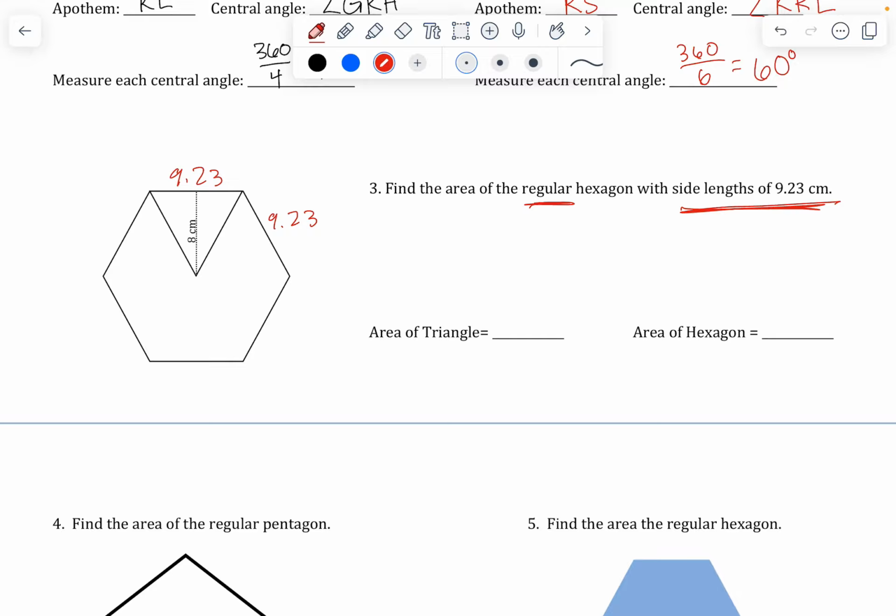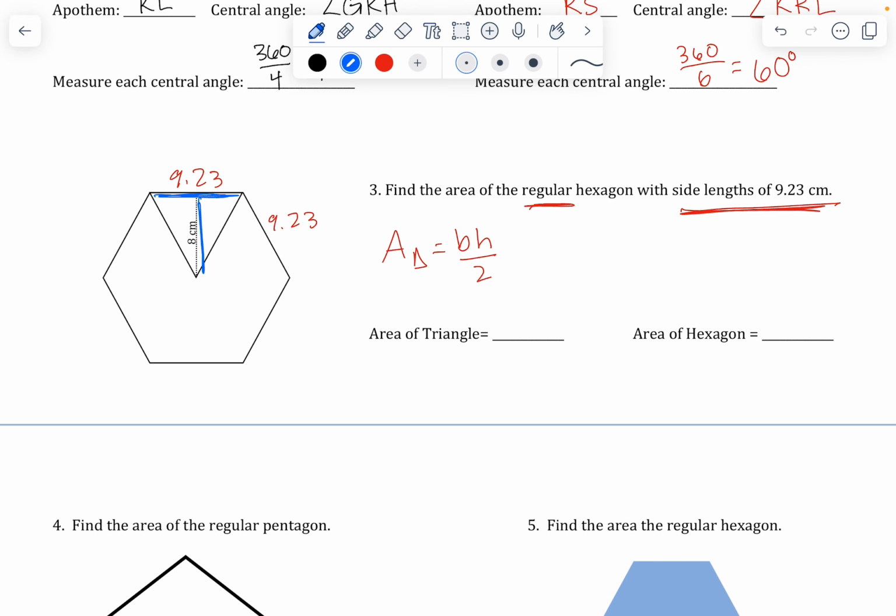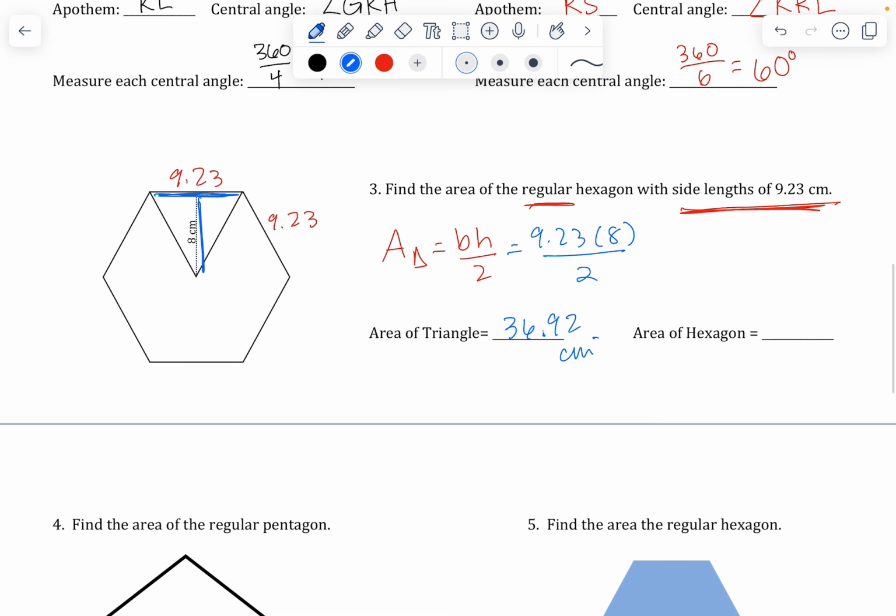Well, imagine breaking this hexagon up into triangles. To find the area of a triangle, it's base times height divided by 2. If you look closely at this triangle, the base is 9.23, the height is 8. We can find the area by doing 9.23 times 8 divided by 2. And if we type that in our calculator, the area of that triangle is 36.92, and it's going to be centimeters squared. That's the one triangle right here outlined in blue.